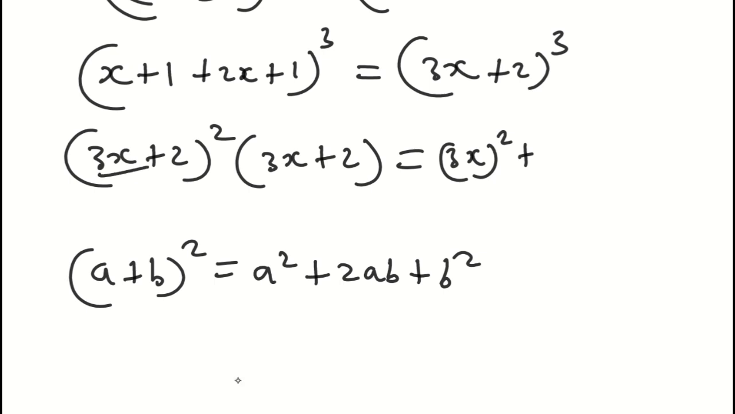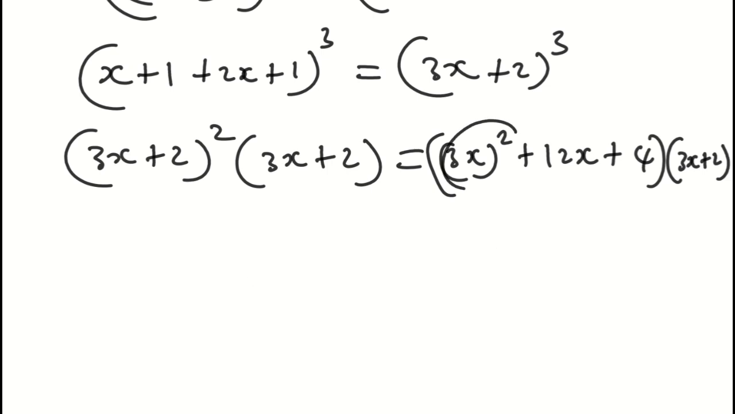2 times 3x is 6x. 6x times 2 is what? 12x. And then b squared, which is what? 2 squared, that's 4. Okay. And then let's wrap this in bracket. Then what? 3x plus 2, right? All right, let me erase this and let's continue.